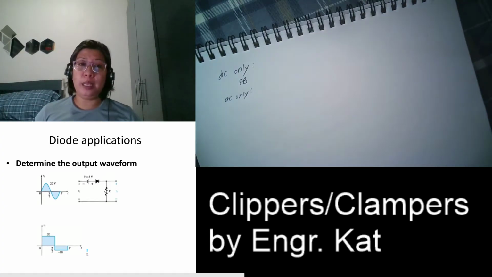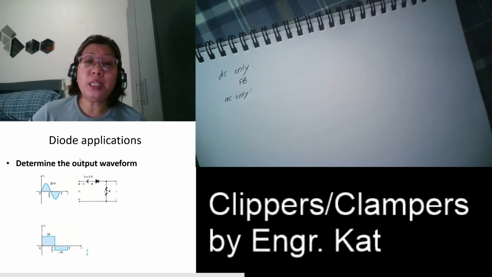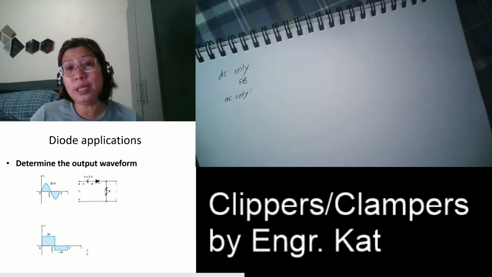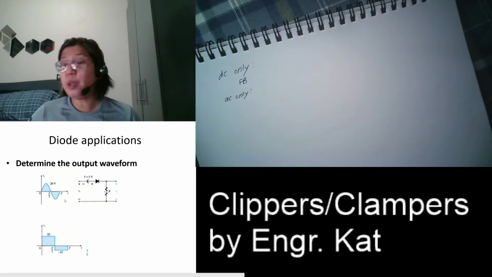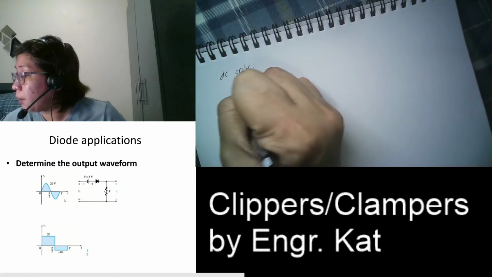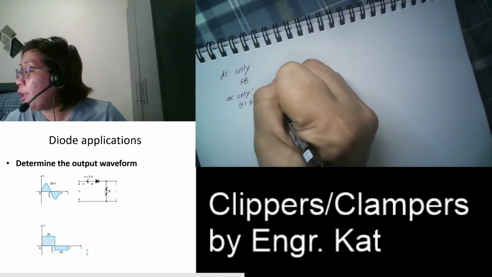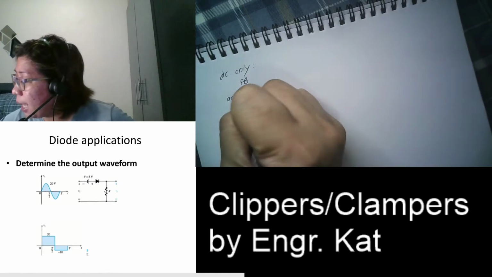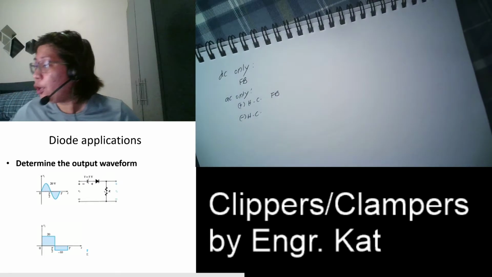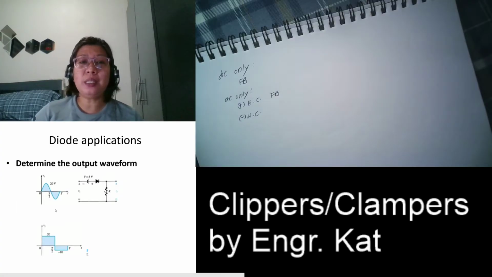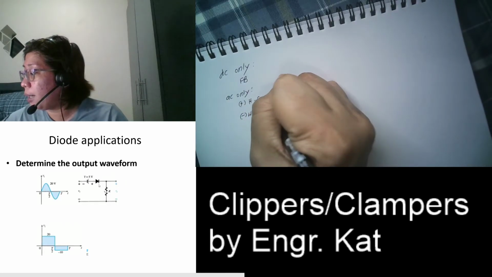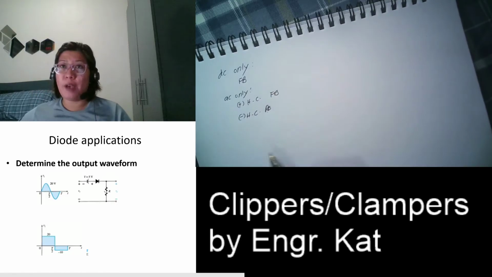How about AC only, class? During the positive half, this is plus and minus, so the 20 is connected here at the anode. During the positive half, your diode is also forward biased. How about during the negative half? During the negative half, since this is minus and plus, minus is connected to your anode, so this will reverse bias your diode during the negative half.